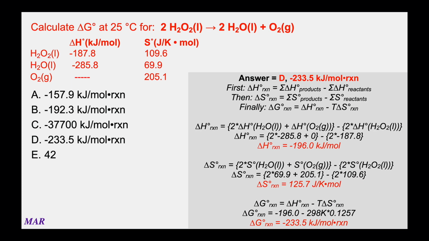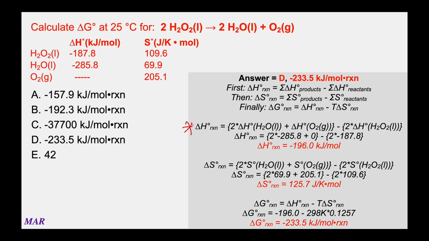Let's break down how we did it. First step, find the delta H of the reaction, which is delta H products minus delta H reactants. There's no O2 delta H value listed. That's because elements in their standard states have delta H equal to 0. This is similar to what we saw with the delta G values. Remember, delta G and delta H will be 0 for elements in their standard states. So delta H is minus 196.0 kilojoules per mole.